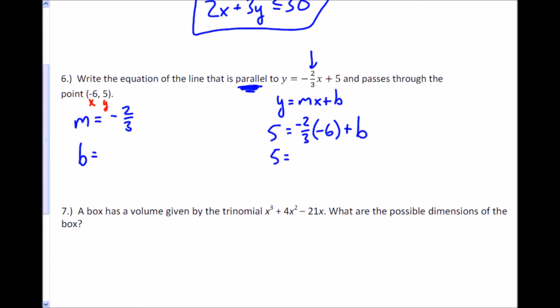Over here, the negative 2/3 times the negative 6 is going to give me a positive 4. And now I just have to subtract the 4 from each side, and I find out that b equals 1. So my b value is 1, which means my equation is y equals negative 2/3 x plus 1. And that's it.